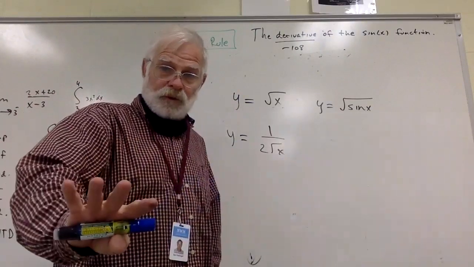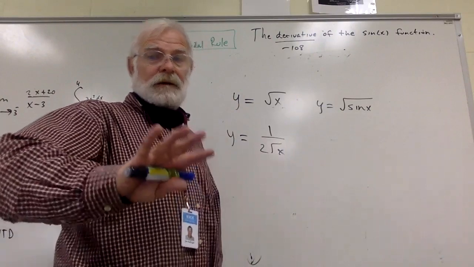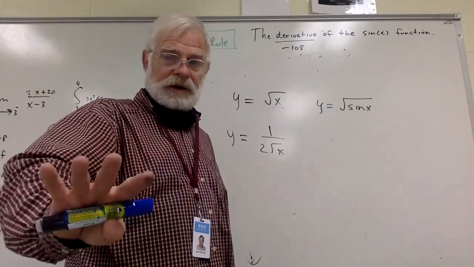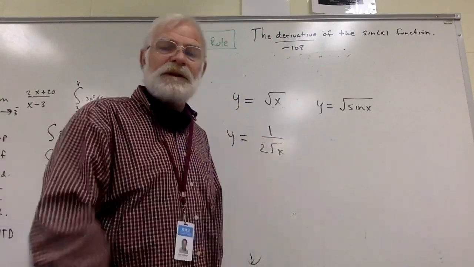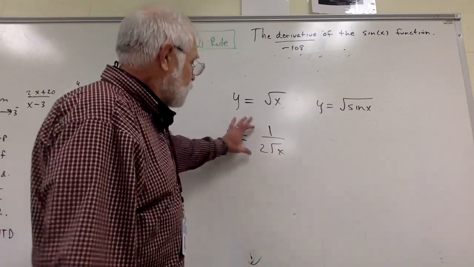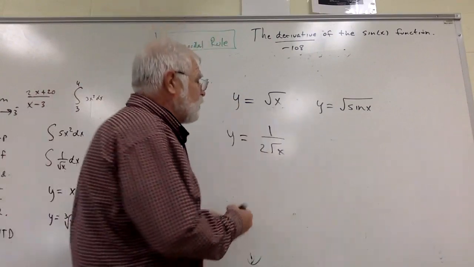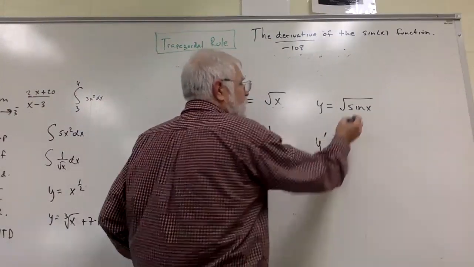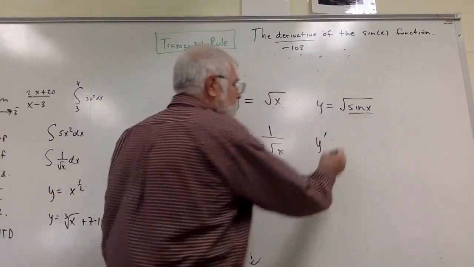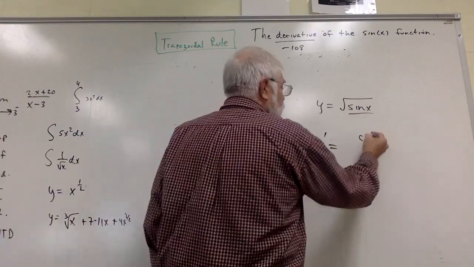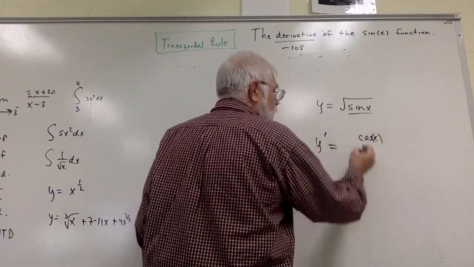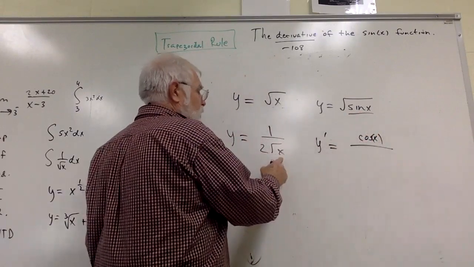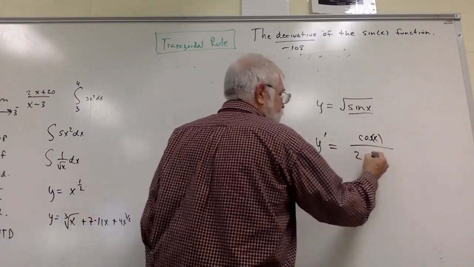We can't get there for weeks, all right? And very rarely do I even talk about it in a class. But the mechanics of it, it's pretty simple, all right? And here's a good example of it. So to get this derivative, you actually take the derivative of what's inside, which is the cosine function, and then you finish it off with 2 times what's inside.